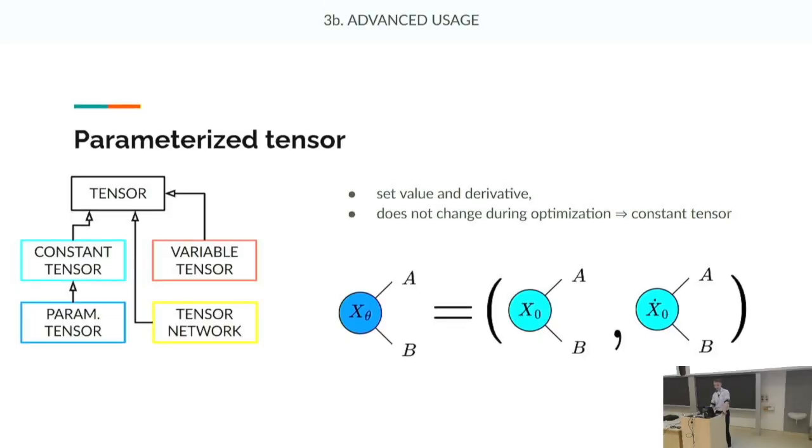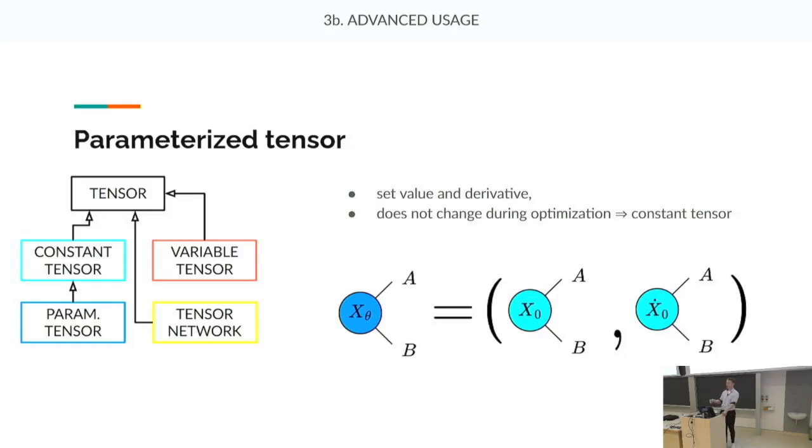Okay, and then the parametrized tensor. It also has a set value, and since it also doesn't change during the optimization process, recall that these tensors are meant to represent our parametrized channels. So we don't want them to change during the optimization. So they actually are a type of constant tensor. I know this might be a little bit counterintuitive, that something parametrized is called constant, but the name constant is from the point of view of the optimization process.